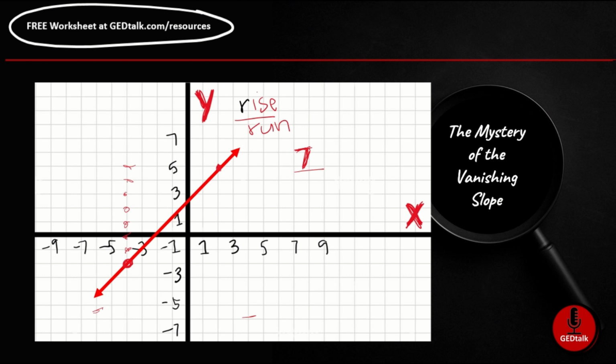And then the run. So how many lines do I need to move to the right? So I'm going to go 1, 2, 3, 4, 5, 6. So the slope of this positive line is 7 over 6.